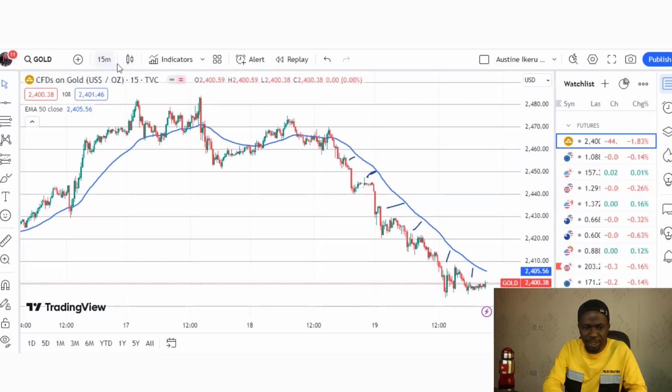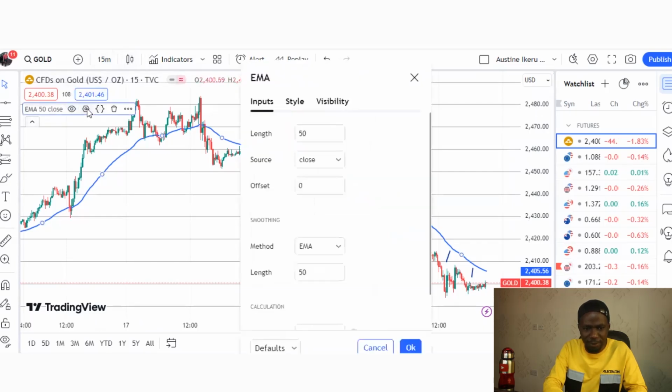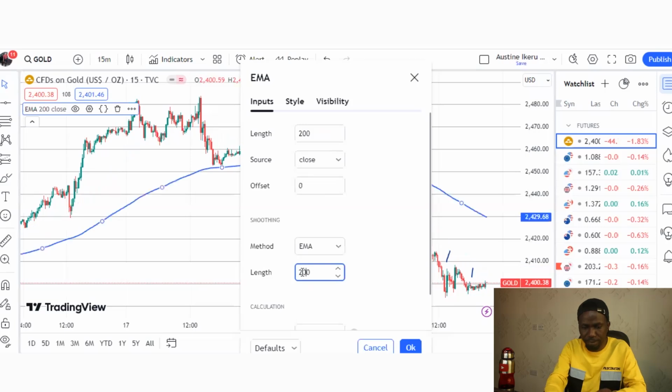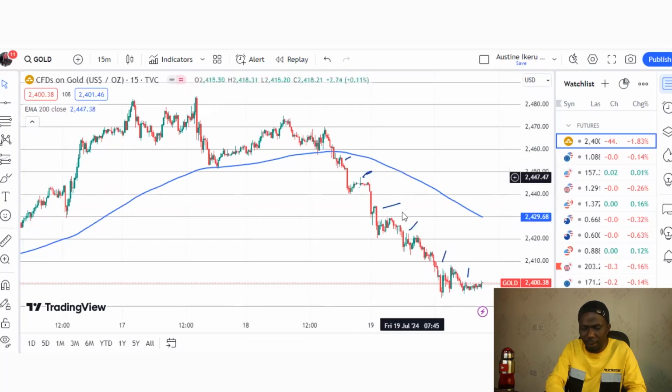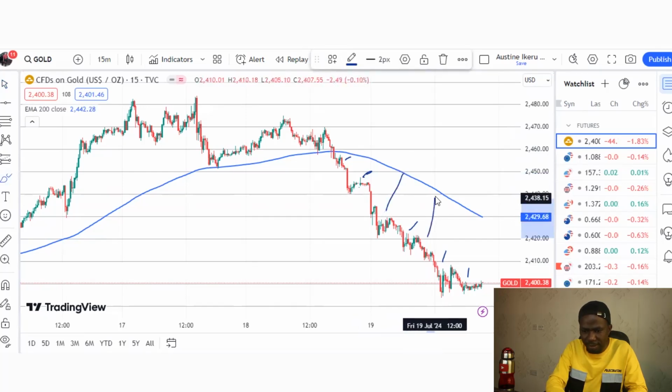And if we change it to the 200, you see that the price is extremely far away from the 200 EMA. So let's change it to 200 EMA. So you can see that the price is extremely far away from the 200 EMA. Look at how far the price is from the 200 EMA.